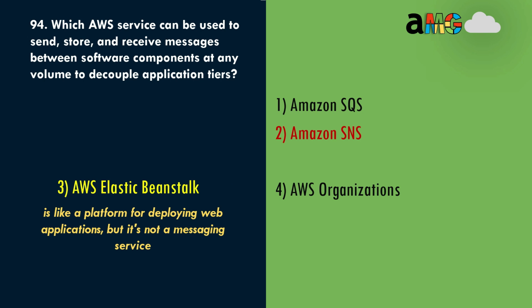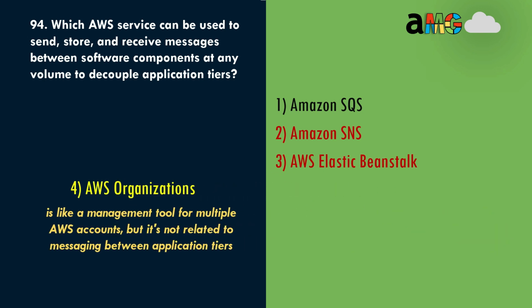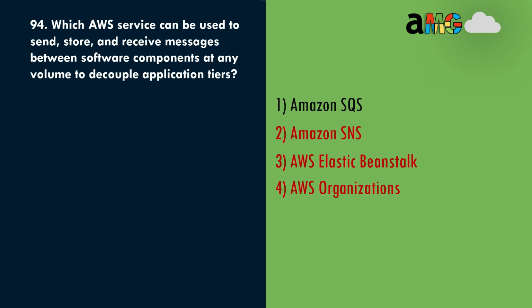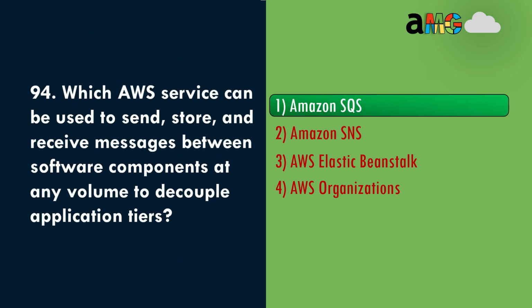Option 3, AWS Elastic Beanstalk is a platform for deploying web applications, but it's not a messaging service. Alright, so this is also the wrong answer. Option 4, AWS Organizations is like a management tool for multiple AWS accounts, but it's not related to messaging between application tiers. So this is also the wrong answer. Option 1, Amazon SQS is like a message center where teams can send and receive orders without directly communicating with each other, decoupling the application tiers. Alright, so this is your correct answer.